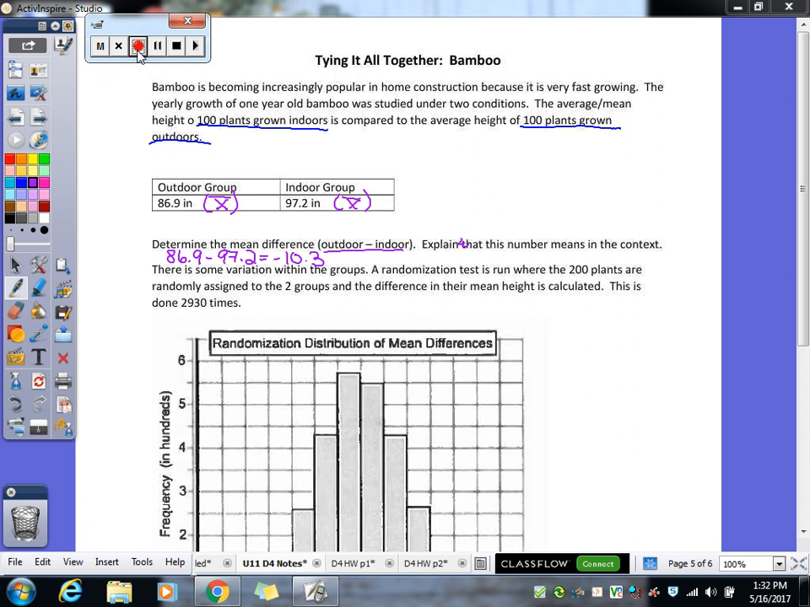Now there's 2 ways that you could write the explanation for this number. You could say the outdoor group on average grew 10.3 inches less than the indoor group did. Or you could flip-flop it and say the indoor group on average grew 10.3 inches more than the outdoor group did. Whichever way you want to phrase it, you can.